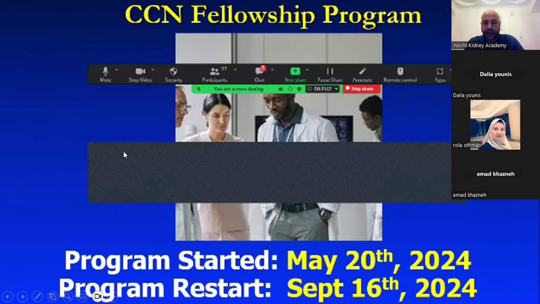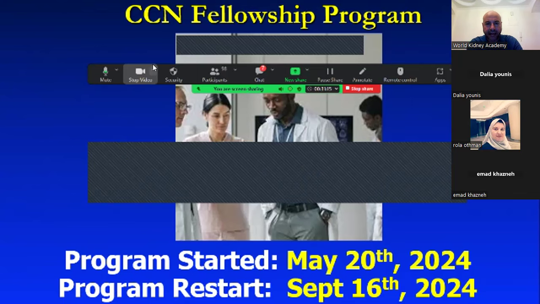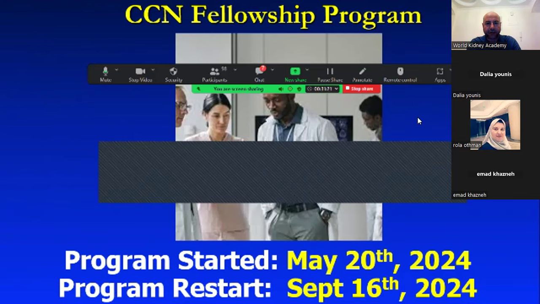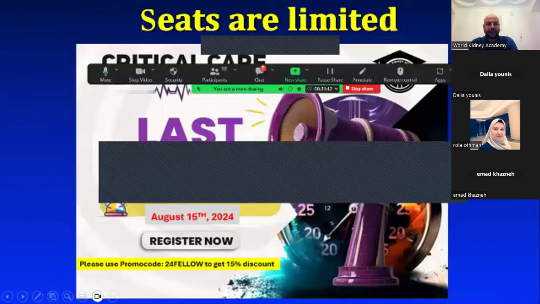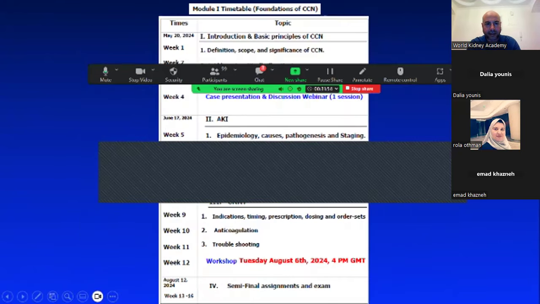We started the fellowship May 20th, 2024, and next month on September 16, we are starting our second module, but also we are starting a small batch of fellows with a brand new fellowship. So the vast majority of the fellows will be starting module 2, but we will also have newcomers who are going to start module 1. So if you haven't applied for our fellowship yet, you still have a chance. The deadline is August 15, so next week. So please finalize your application.